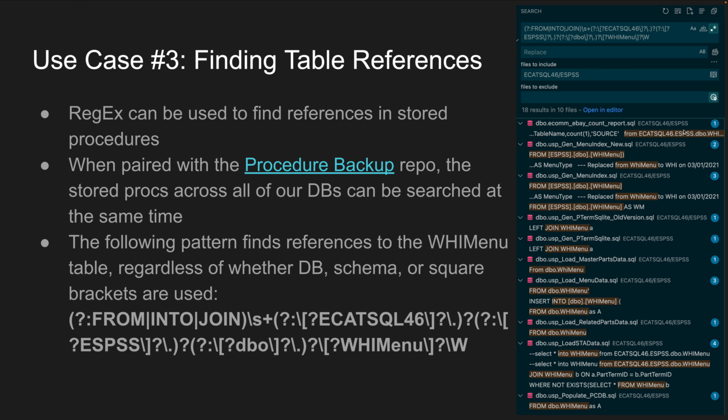So if you had the server, the database, the schema in the name, with or without square brackets, all of it will match. And in this case, I was looking for the WHI menu table, but you could plug in your own table there, if you know what you're looking for. And if you decide to pair this with the procedure backup repo that's available on GitLab, that's our repository of all of our stored procedures, you could essentially use this to search for a reference across all of our stored procedures, which is very powerful, something that I use all the time.